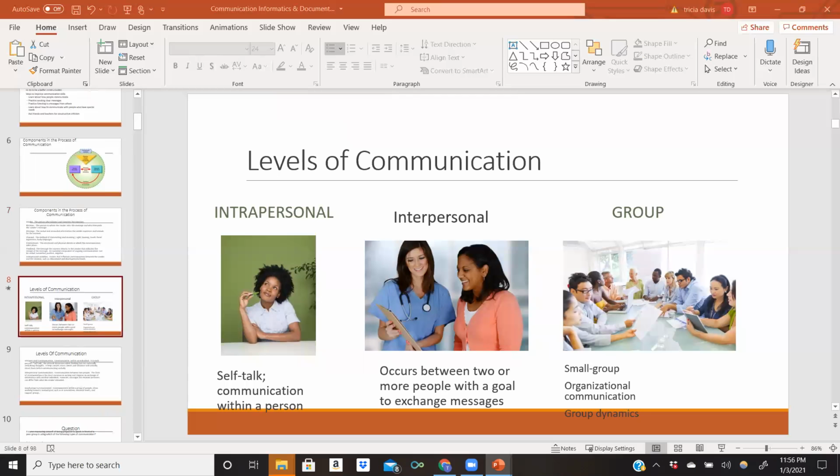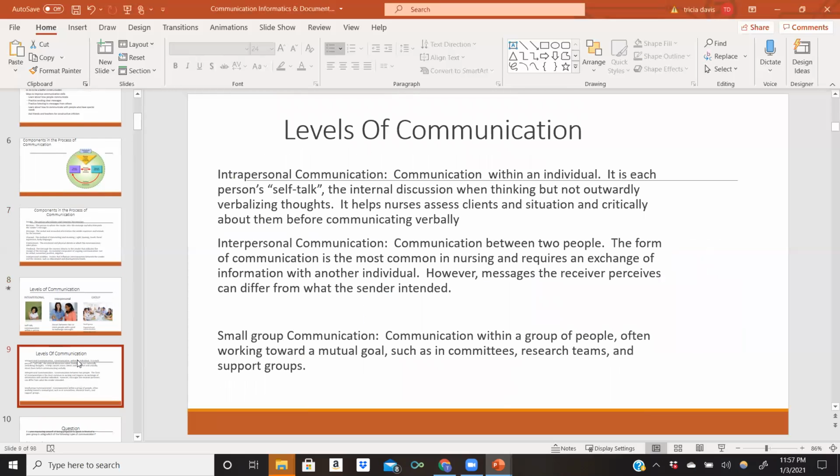So we have levels of communication. We have intrapersonal, interpersonal, and then we have group. So intrapersonal is self-talk and is communication within a person. It is a person's self-talk. It's the internal discussion when thinking but not outwardly verbalizing your thoughts. It helps nurses assess clients and situations and critically think about them before communicating verbally.